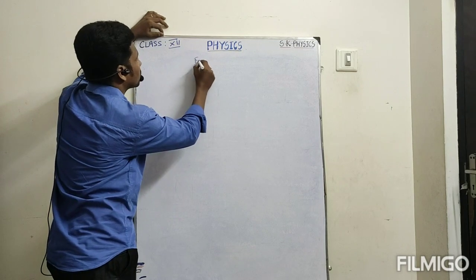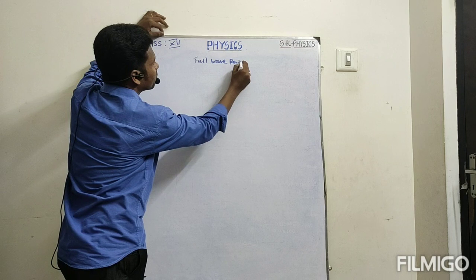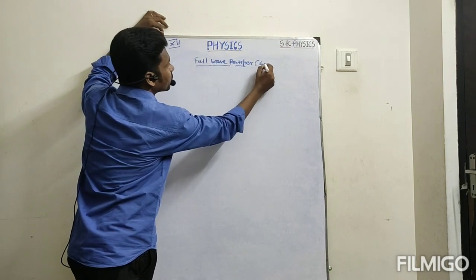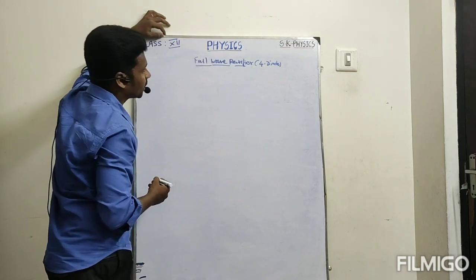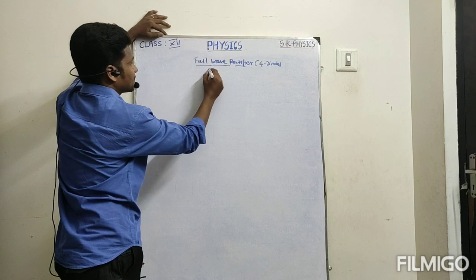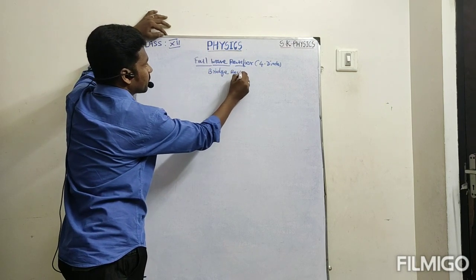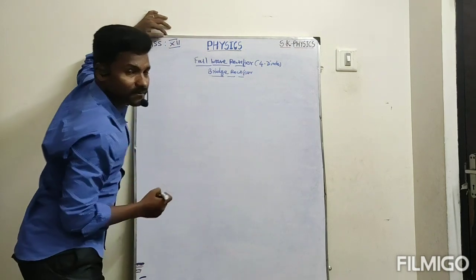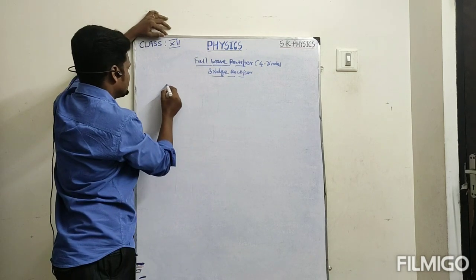So the next one is a full wave rectifier, but using four diodes. The special name we call it is the bridge rectifier. So please see that. This is the usual arrangement.